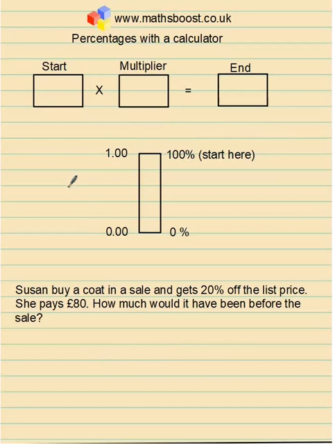And finally this one. Susan buys a coat in a sale and gets 20% off the list price. She pays £80. How much would it have been before the sale? We don't know what price the coat started at, but we do know it finishes at £80. It goes down 20% because it's 20% off, so we arrive at 80%. And so the decimal multiplier is 0.80. Which we can write in here.